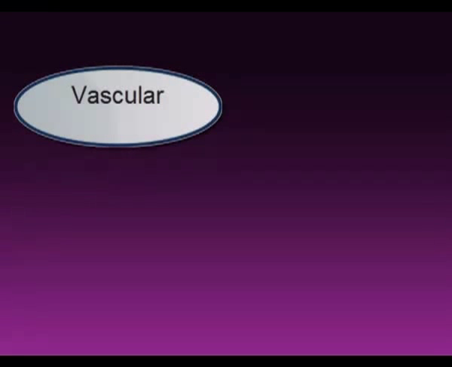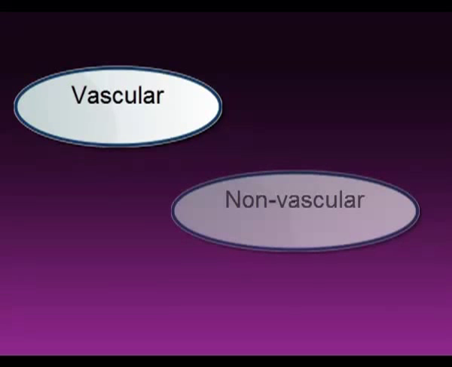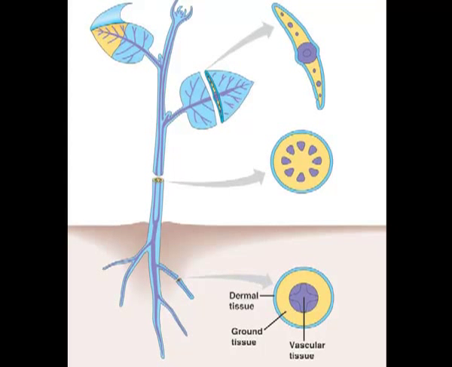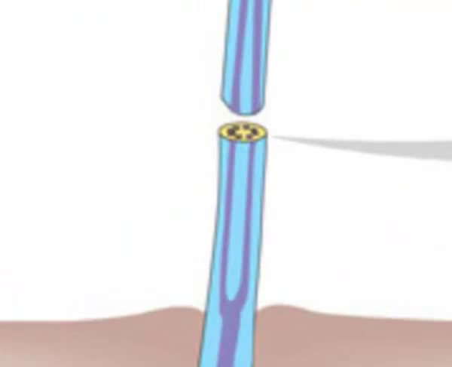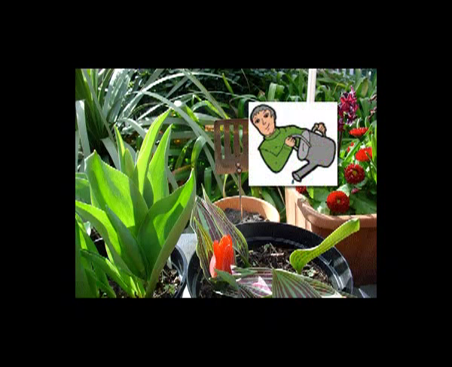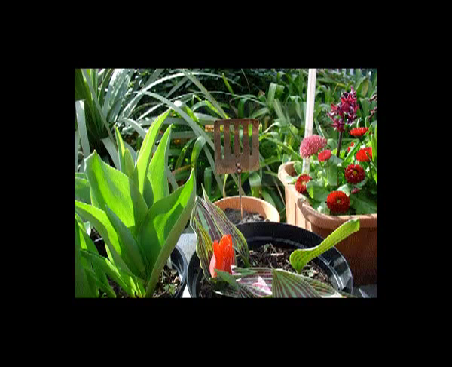Plants are also said to be either vascular or non-vascular. Vascular plants have vascular tissues which transport their own water and do not need any water for fertilization. They grow to be very tall. Whereas non-vascular plants do not have vascular tissues and require people to water them for fertilization. Now we will move into the plant structure.